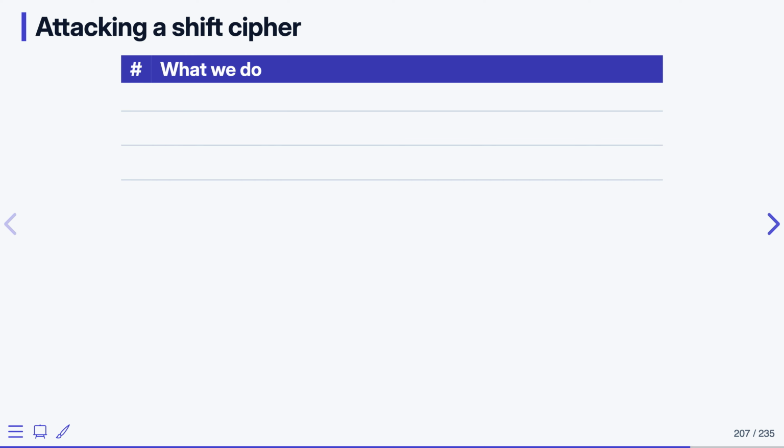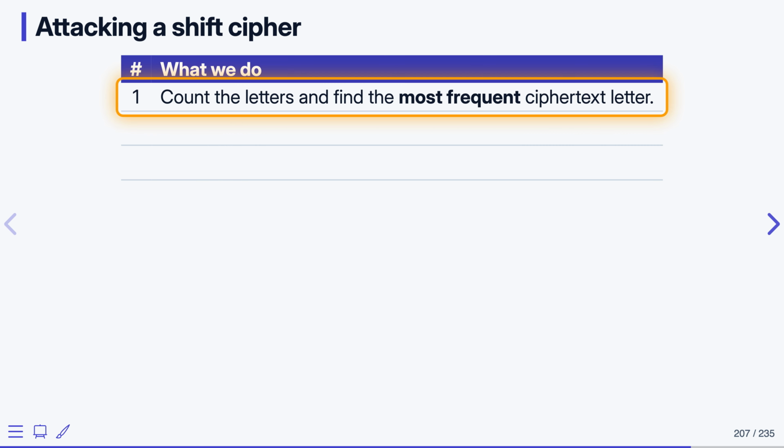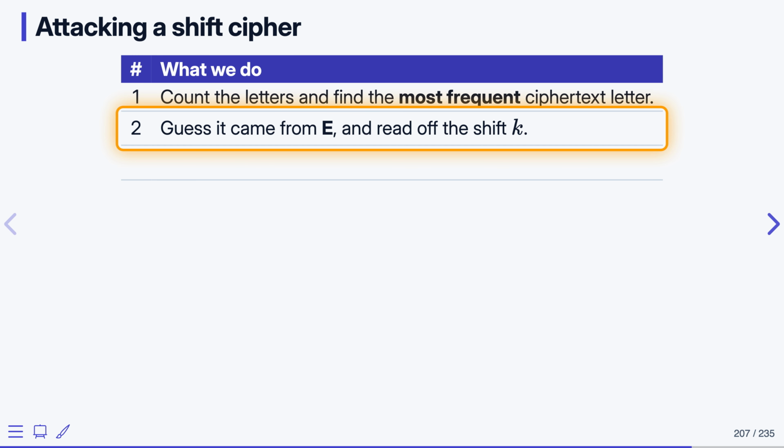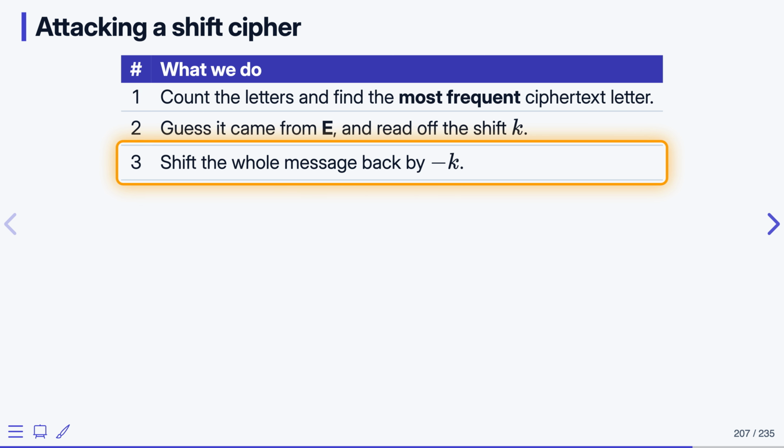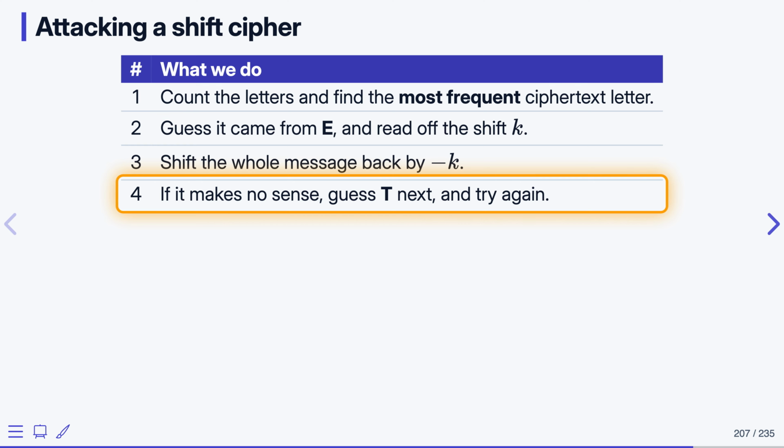This is the plan in 4 steps. Step 1. Count the letters in the secret message and find the one that appears most often. Step 2. Guess that this letter came from E, since E is the most common letter in English. The gap from E to that letter tells us the key K. Step 3. Shift the whole message back by minus K and read the result. Step 4. If it reads like English, we win. If it is nonsense, our guess was wrong. Try the next most common letter T and go round again. It rarely takes many tries.